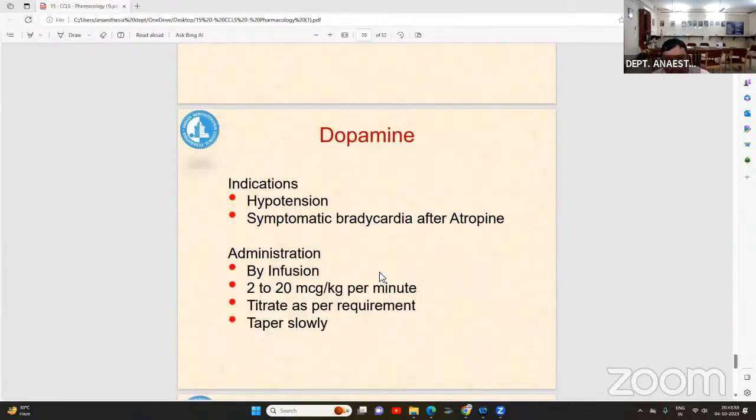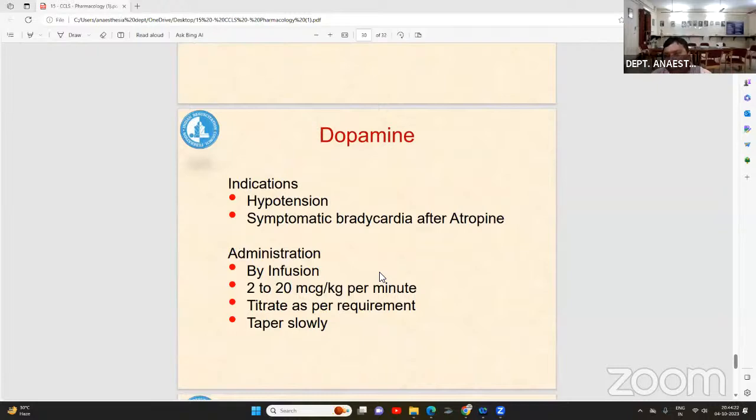Now coming to the last drug in this talk, dopamine. Dopamine actually has no indication in emergency cardiac arrest. Whenever the patient gets ROSC, return of spontaneous circulation, if you have a patient with pulse and BP is around 70, then you can start inotropic infusions like dopamine or norepinephrine. So dopamine generally is first line, with indications as hypotension after ROSC and symptomatic bradycardia.